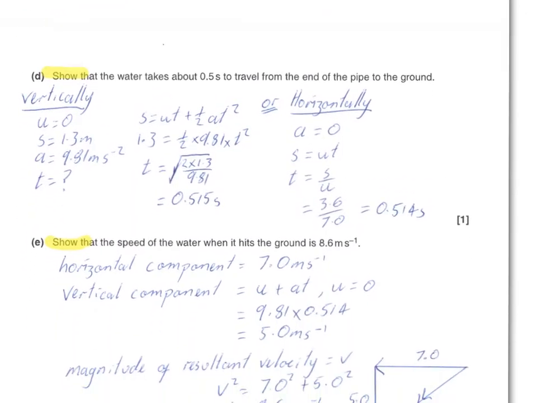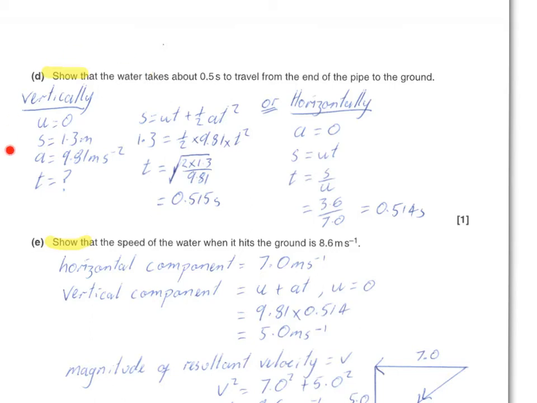Now D and E are both show questions. I've highlighted that, and the point about a show question is that you have to be very, very careful to make it clear where things are coming from. We're not getting marks for getting answers, we're getting marks for doing the working. Now I've written out 2 alternatives here. This is our bog standard way of finding out how long something takes to fall from the ground. So we've got initial velocity 0, we've got a height, we've got an acceleration, and we use s equals ut plus a half at squared. If I do that on this occasion, I get 0.515 seconds, no problem.